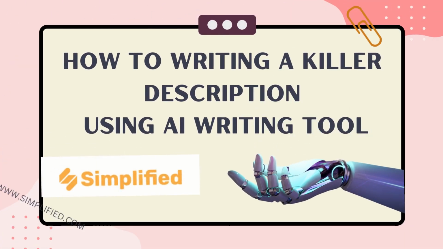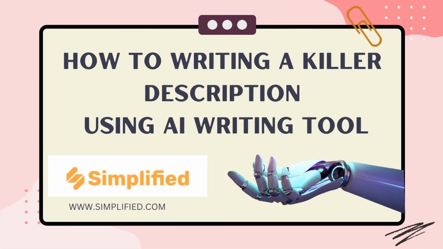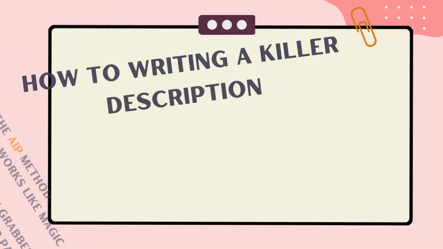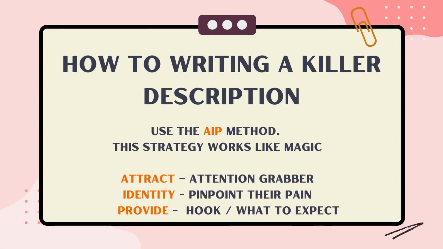For your information, you can use AI for your description. I also use these AI tools and they are so amazing. Go try them out. Some offer free plans and paid plans, but Simplify does offer a free-for-life plan and it is perfect for you. You need to go try it out. Alternatively, you can use this AIP strategy. Use this strategy, it works like magic.